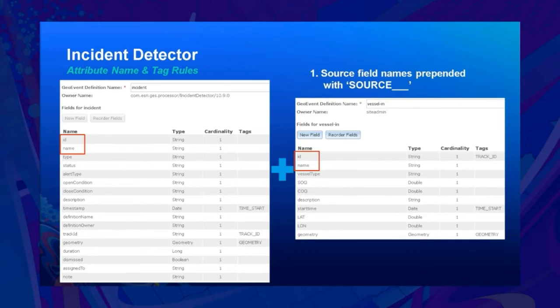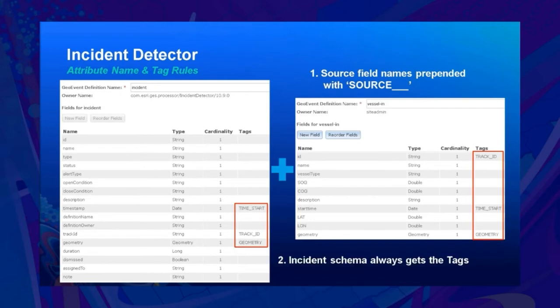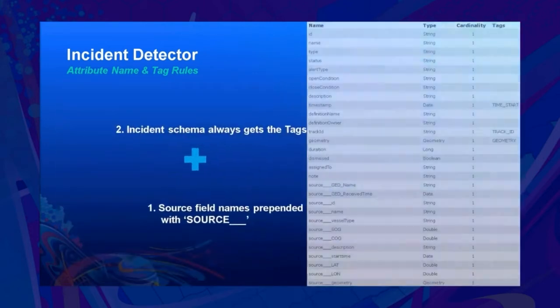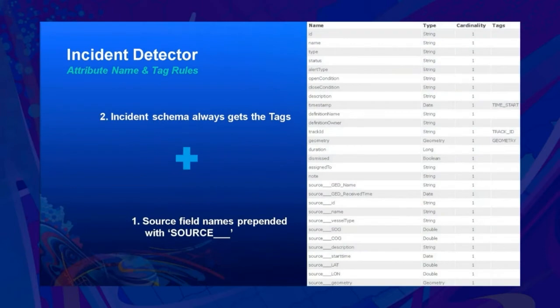Another potential collision is with tagged fields. The incident detector processor requires that event records it receives have tags identifying which field is the track ID, the time start, and the record's geometry. So rule number 2 is incident fields will get the track ID, geometry, and time start tags. Notice as we combine these two schemas and apply the rules, the source field names are modified and the incident fields get the tags. It is expected that analysts will probably follow an incident detector configured to keep source fields with a field mapper in order to select the fields they actually care about, and the tags are properly assigned.